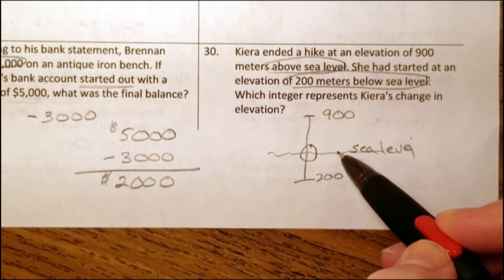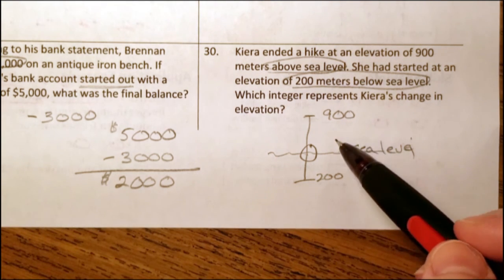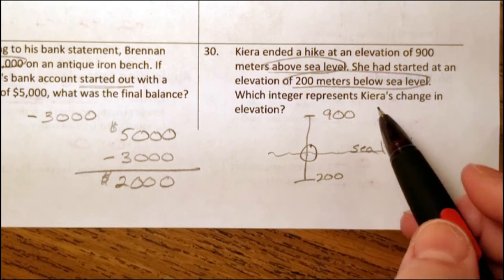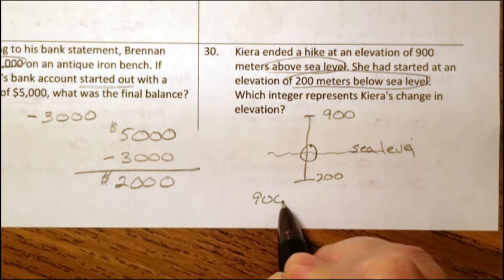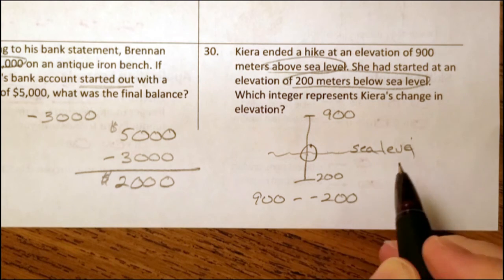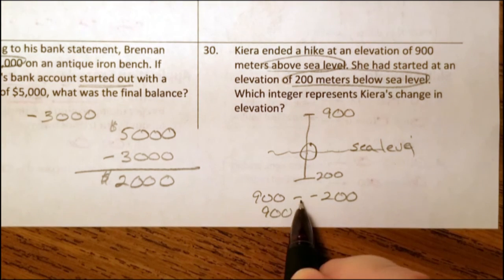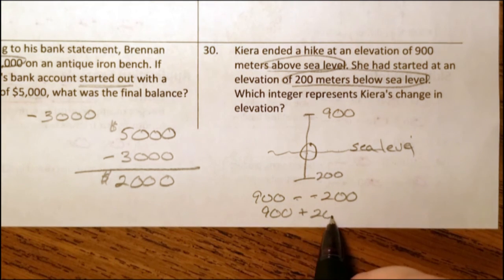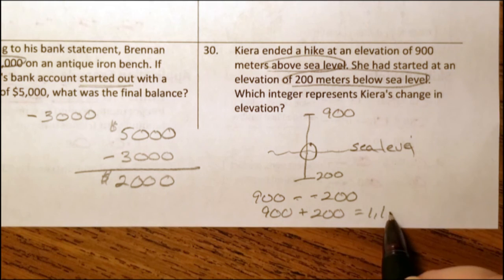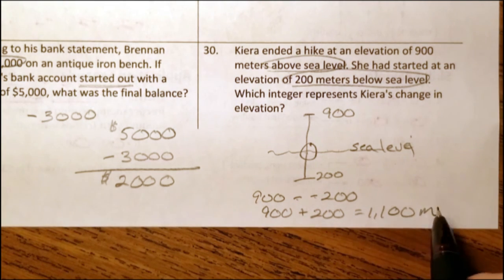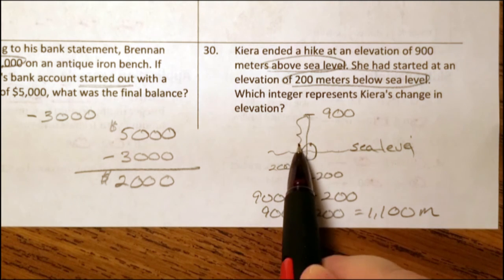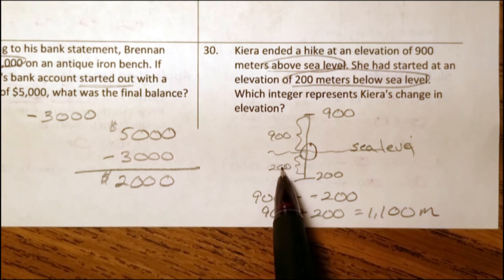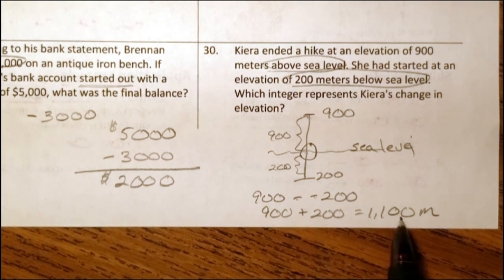So we need the distance between. We're measuring distance, so either way it's going to be positive. So you can do 900 minus negative 200, which is going to give you 900, and the opposite of negative is a positive 200, equals 1,100 meters. Or you could look at it and say there's 200 meters here, there's 900 meters here, so 900 plus 200 is 1,100. Either way you do it, you're going to come up with 1,100 meters.